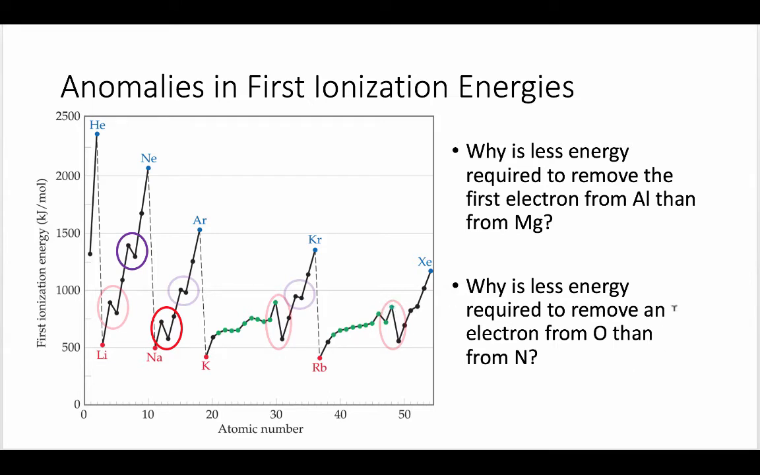Okay, second question, why is less energy required to remove an electron from oxygen than from nitrogen? So here we'll look at this purple circle and we'll see boron, carbon, nitrogen, oxygen, fluorine, and then neon. Notice nitrogen is higher than oxygen. So why does it require less energy to remove an electron from oxygen than from nitrogen? This again, because it's an exception, has to do with an electron configuration question. And in this case, nitrogen actually has a half-filled sublevel. A half-filled sublevel because it has 3 electrons in the P sublevel.